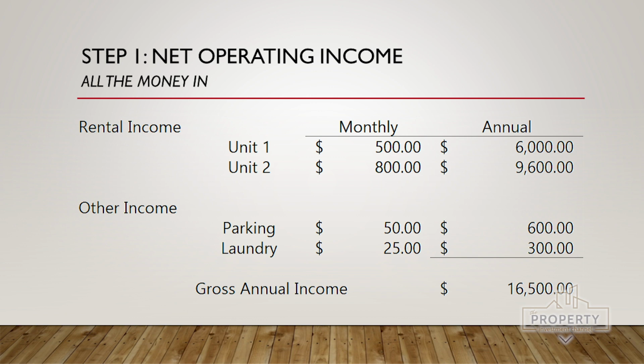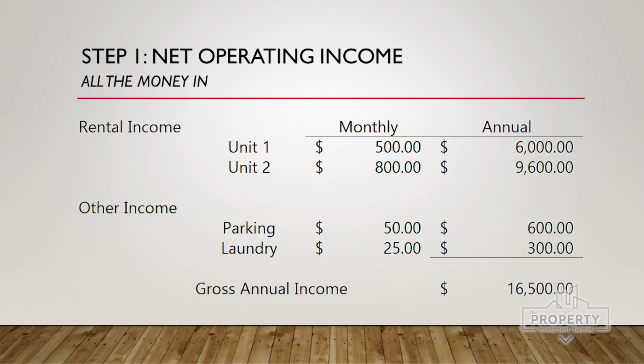So are you charging for parking? Are you charging for internet? Are you charging for laundry? Well, in this instance, we're getting $50 a month for parking and $25 for laundry. Remember, it's gross annual. So we're shoving everything to annual. So the gross annual income, all the money going into this landlord's bank account, is $16,500.